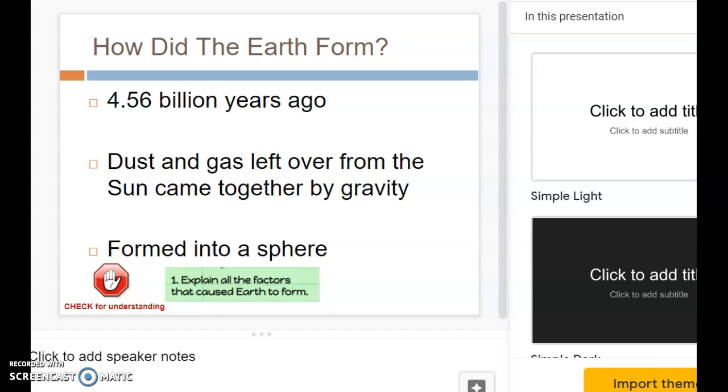So at this point, you should be able to answer this question. I want you to stop and check for understanding. You can pause the video and answer the question: explain all the factors that cause the Earth to form. You can put your answer right down at the bottom where it says click to add speaker notes. You can put your answer there, or you can put a text box over on the side, wherever you put it, as long as you answered that question. So pause the video and answer the question.